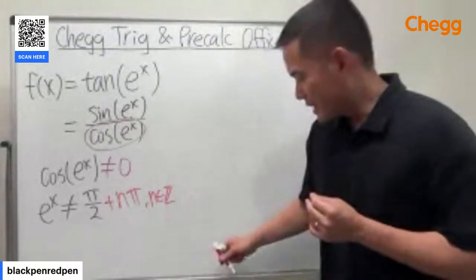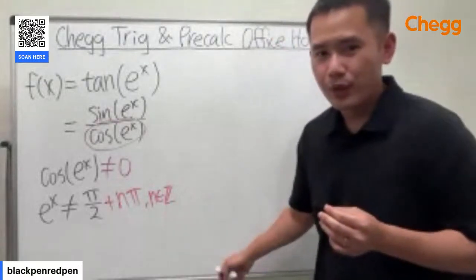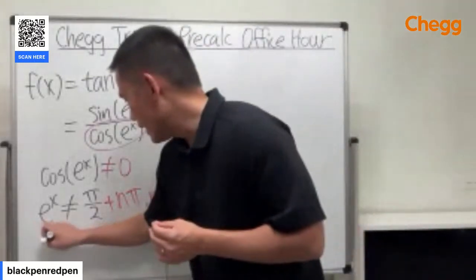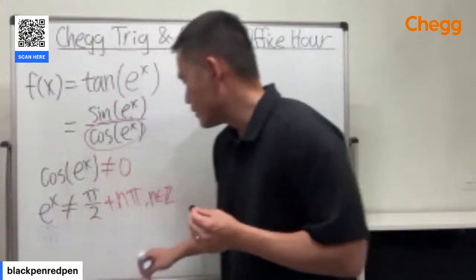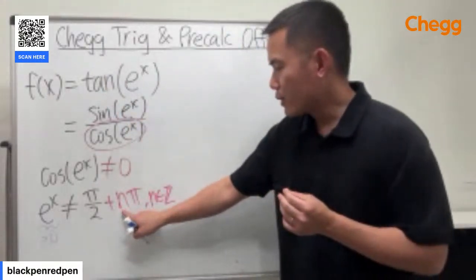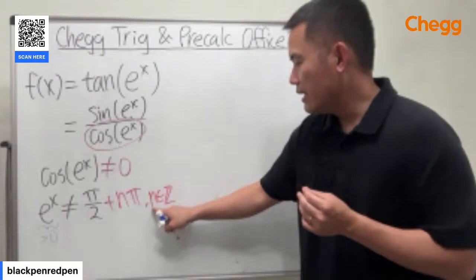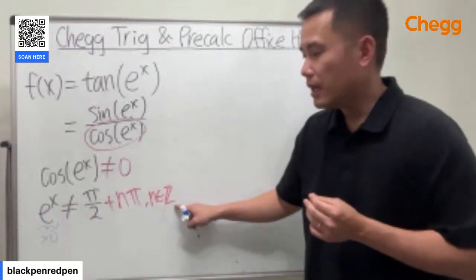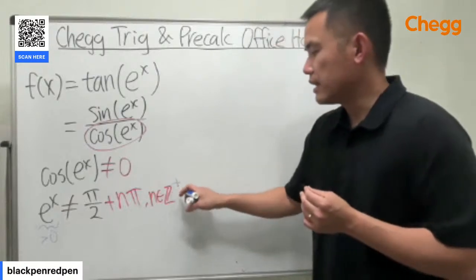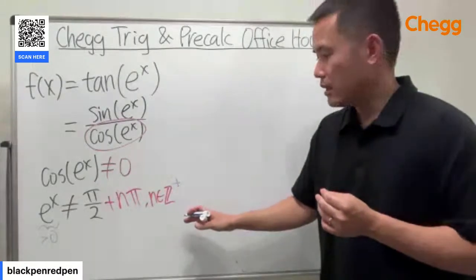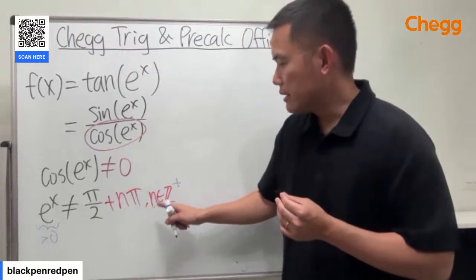Now, be really careful though. Here's the part of the range that you have to know. E to the x, this right here is always greater than 0. So, in fact, right here, n is all integers, right? But in order for this to make sense, we will have to make sure n is a positive integer. N could be 0.